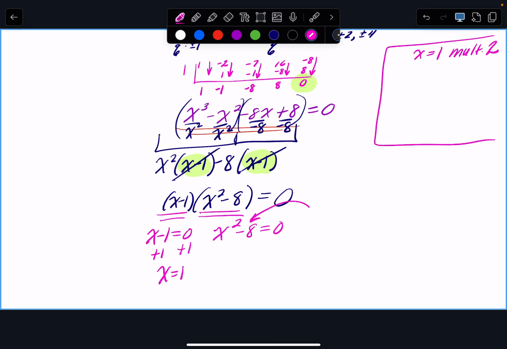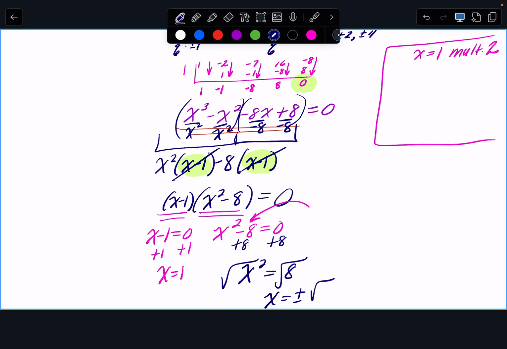We're going to take this quadratic and solve by the most appropriate method. It has no bx, so the most appropriate method is to solve by taking square roots. Do not square root it right there. You've got to use algebra. Add 8. X squared equals 8. Square root it. X is equal to plus and minus root 8.